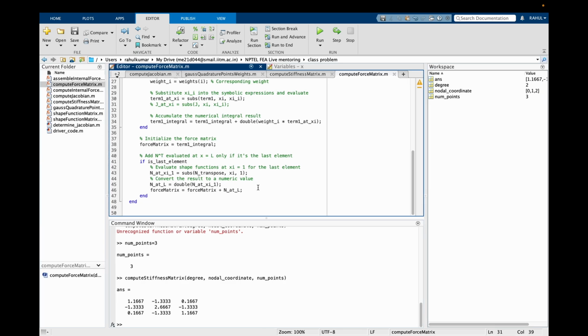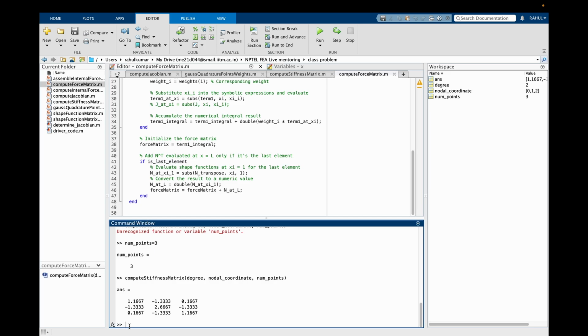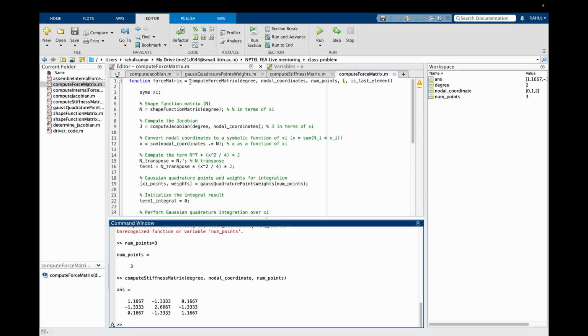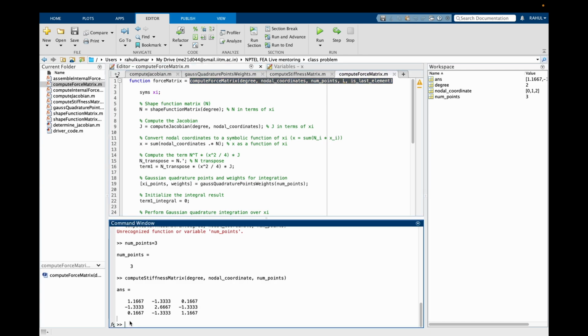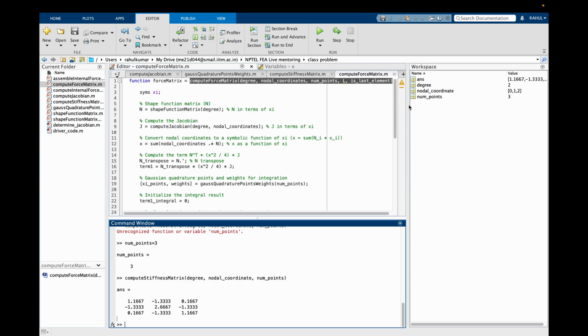Yes, sir. So here you will see that when I try to run this compute force matrix function, the nodal coordinate I have already given: 0 1 2, number of points 3. And for the last element, what value should I write here when the nodal coordinate is 0 1 2? Is it the last element, what should I write, 0 or 1?